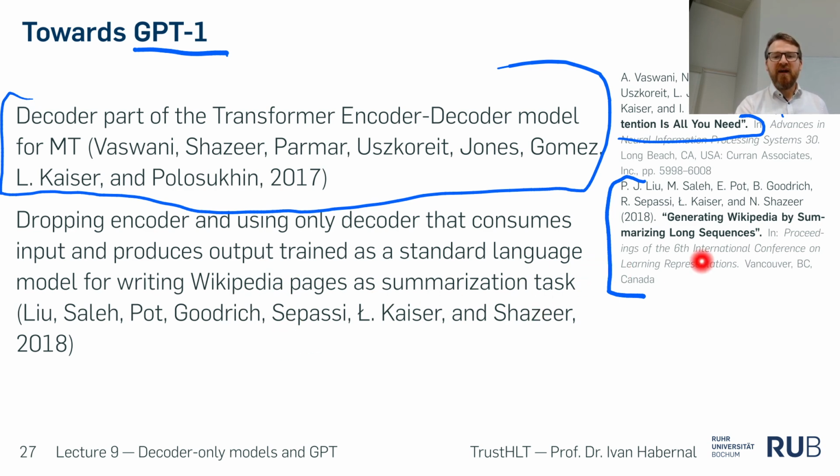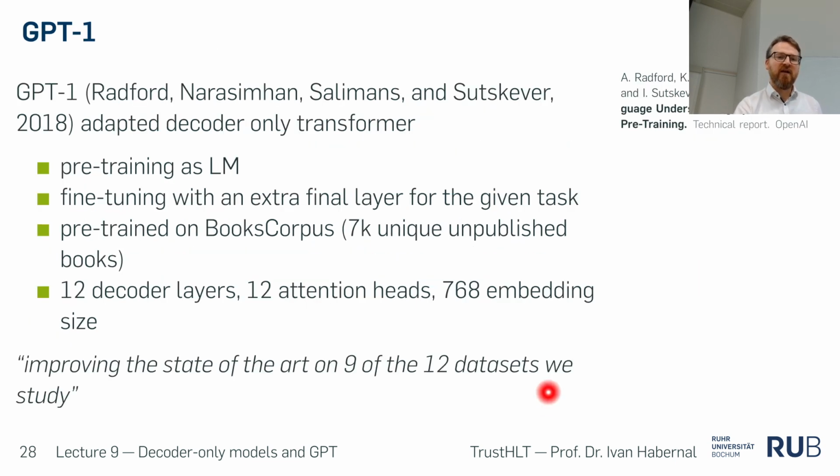The task they were doing here was generating Wikipedia by summarizing long sequences. It was a text generation task. Alec Radford, Ilya Sutskever, I cannot pronounce his name, and they adapted the decoder-only transformer and trained it as a language model. So this is what we did: predict the next token, predict the next token, predict the next token. Nothing else. And they fine-tuned with an extra final layer for the given task. So you could put a final layer on whatever you're going to do.